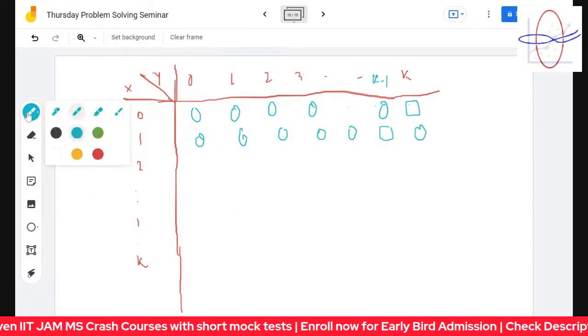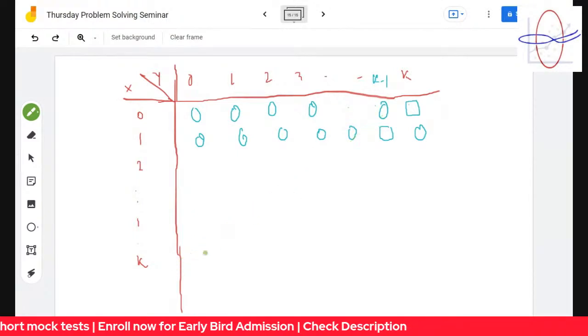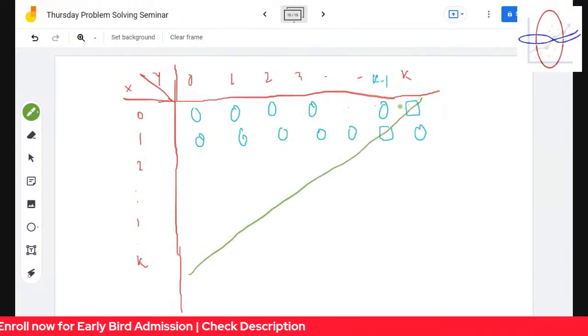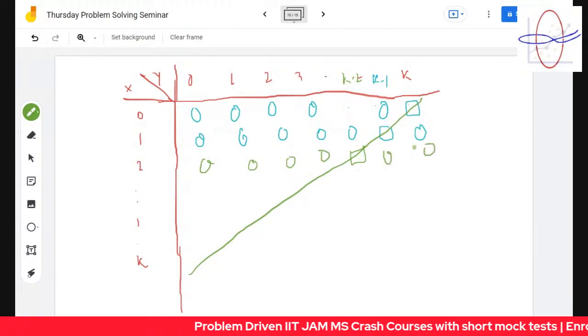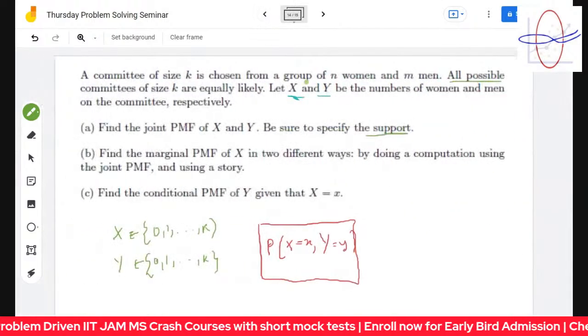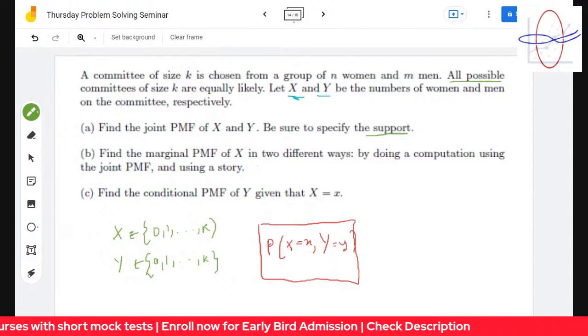So you see, they will all lie on this line, where the sum is equal to x plus y. Here it's k minus 2, so it will be 2. All else will be 0. So all of the positive probabilities will lie on this line. And how many such cases are there? Can someone tell me what will be the probability?